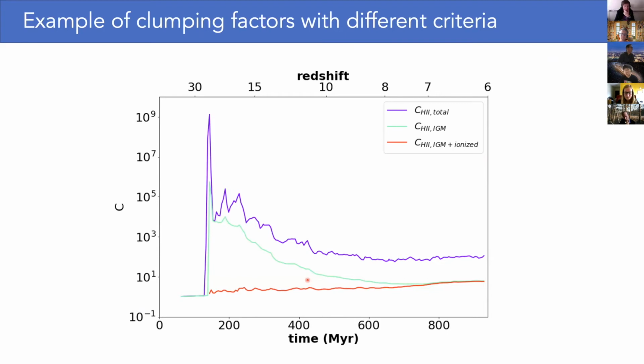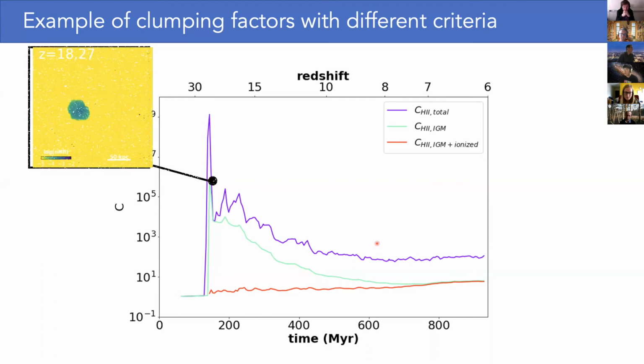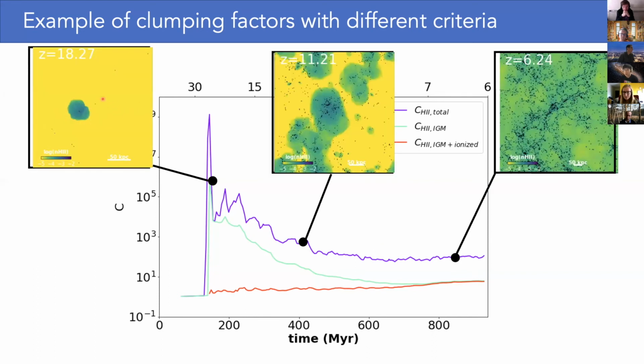This is the result of giving different criteria for the flags in the measurement of the clumping factor. The purple line indicates the result of including all the gas cells in the calculation. So it starts from an extraordinarily high value, like 10 to the 9 or so, and decreases with time. This is because only a minority of volume is ionized at the early stage of reionization, leading to a highly inhomogeneous density distribution of ionized hydrogen in total, which becomes homogeneous as more volume is ionized, and the clumping factor decreases.